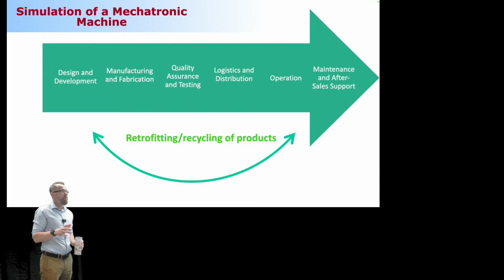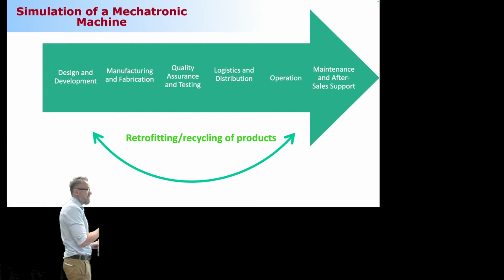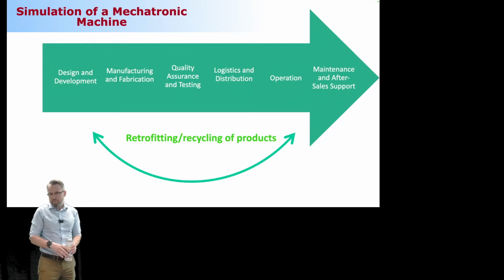And here is exactly where we are focusing. This is showing the different product processes, which usually start with design and development. And then there's manufacturing, fabrication, quality assurance and testing, logistics and distribution. This is where we are not able to use multi-body system dynamics or simulation. That was logistics and distribution. This is the only exception. All others we actually can. During the operation we can. During maintenance, after sales support, yes we can. Retrofitting, recycling, yes we can. Each of them.